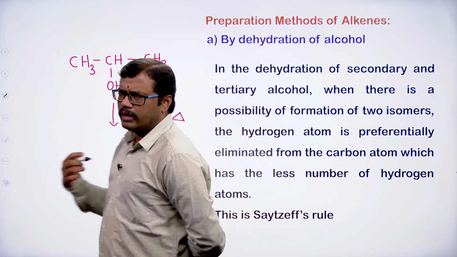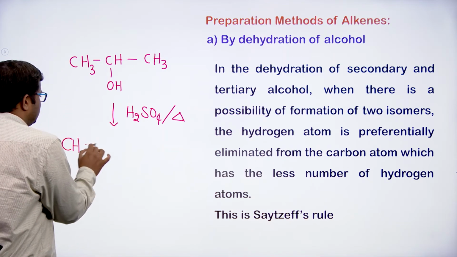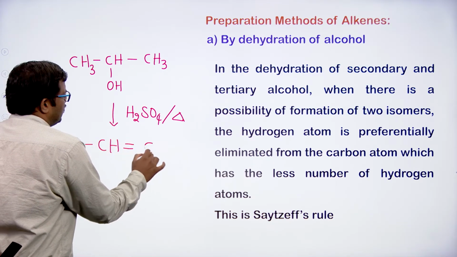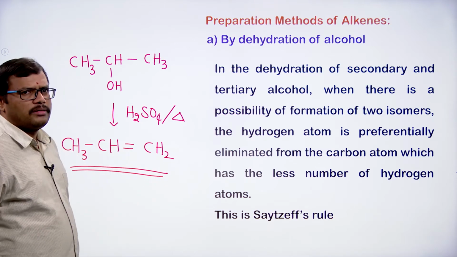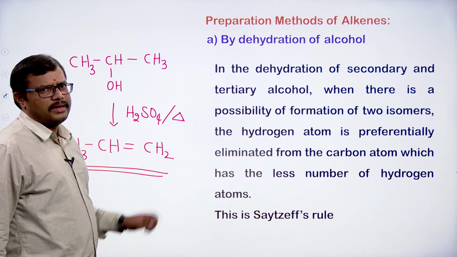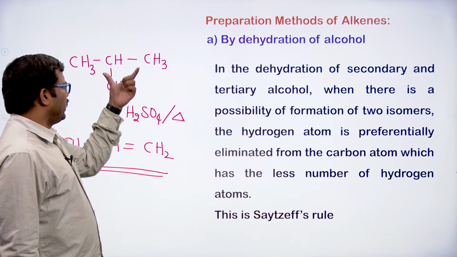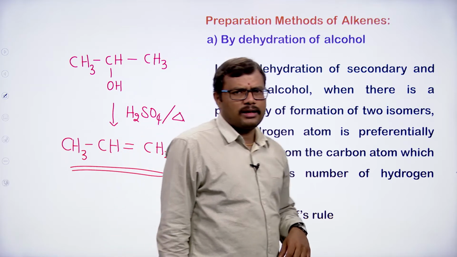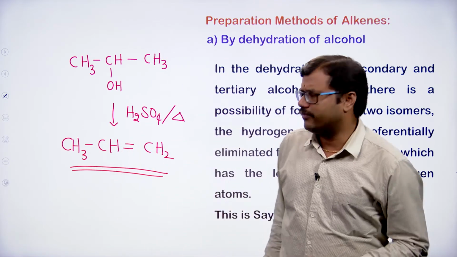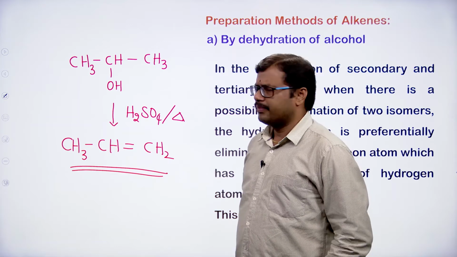In that process, what is the product that we are going to get? The product in that case is CH3CH=CH2. So propene is obtained from the secondary alcohol, which is called isopropyl alcohol. So isopropyl alcohol will give us propene as a product. Even the primary alcohol, propyl alcohol, will also give us propene only. So we are going to get this product.